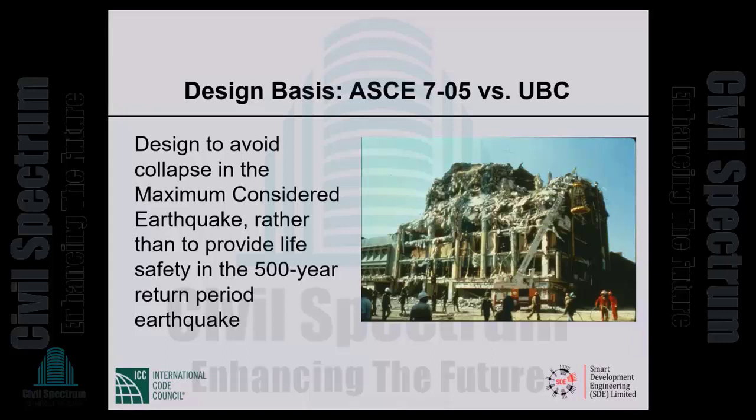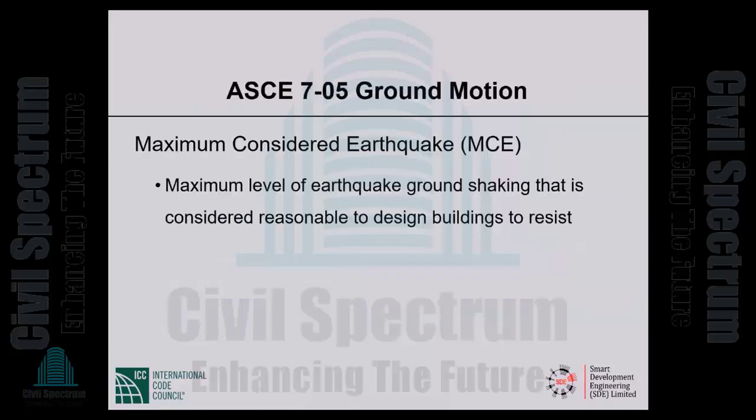In ASCE 7 and IBC, we have moved on to the new performance criterion that we just talked about, which is avoiding collapse in the maximum considered earthquake, designed to avoid collapse in the maximum considered earthquake rather than provide life safety in the 500-year return period earthquake. This is a major shift that took place as we went from the so-called legacy model codes to IBC design or ASCE 7-05 design.